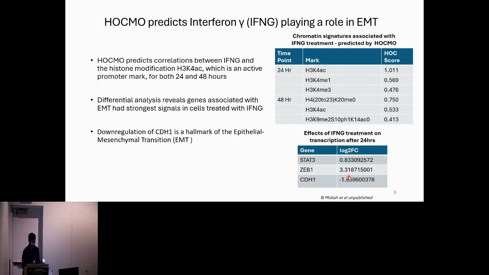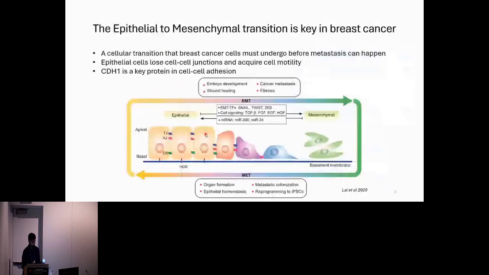And so the previous speaker actually mentioned this transition. It's key in breast cancer. Breast cancer cells must undergo this transition before metastasis can happen, and during it, they lose cell-to-cell junctions and acquire motility. CDH1 is a key protein in cell-to-cell adhesion, and so the loss of CDH1 is a key part of this transition.